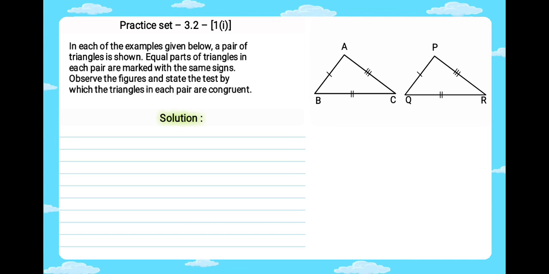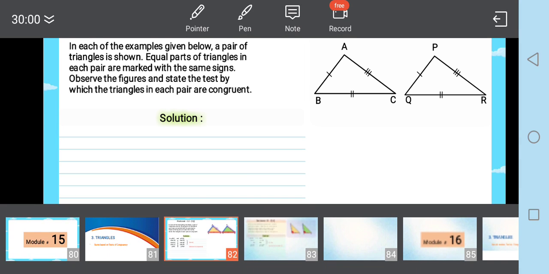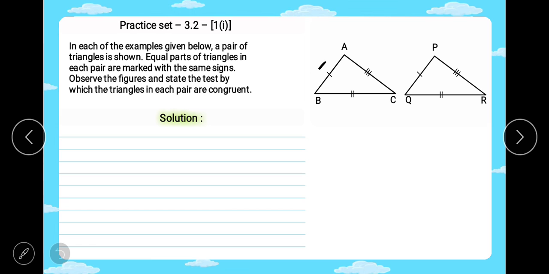Now what we have to do is observe the marks. Okay, see these marks. Let me take the pen. We have to observe these marks in both the triangles. We're going to start with this one. We have to take both triangles and prove by which test they are congruent. So write down the triangle names first: triangle ABC and triangle PQR.